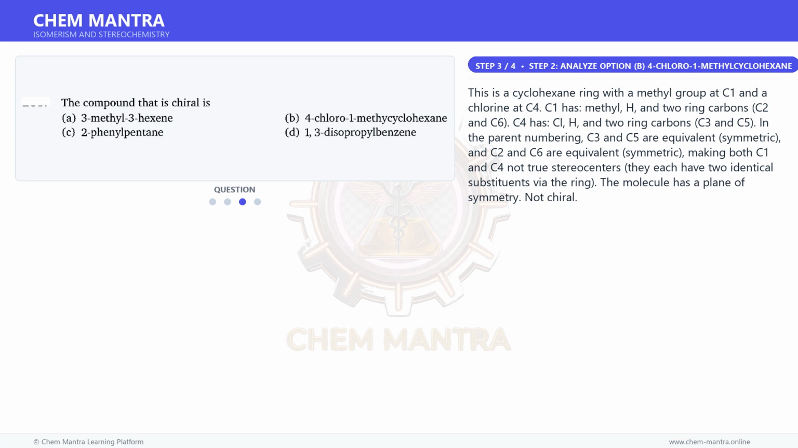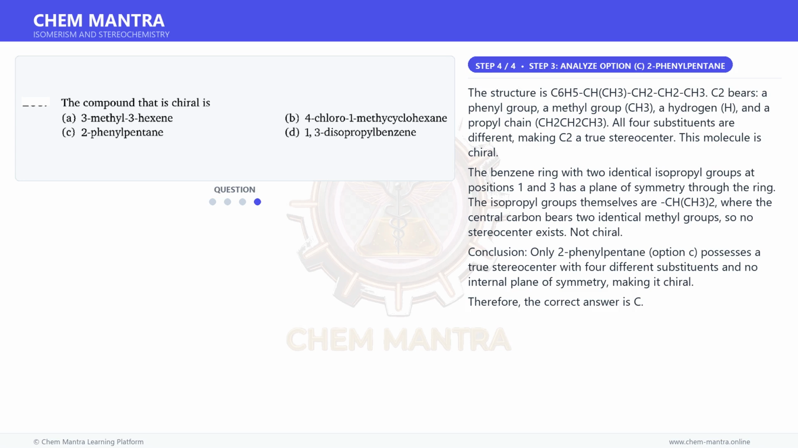They each have 2 identical substituents via the ring. The molecule has a plane of symmetry. Not chiral. And for the final step.